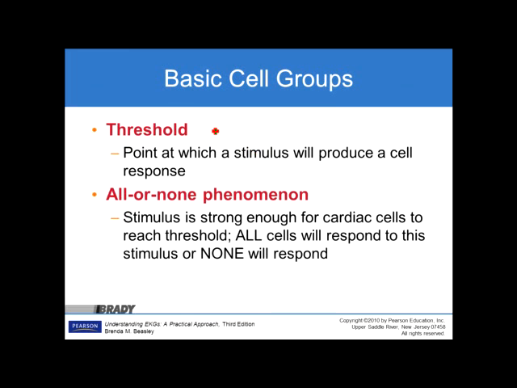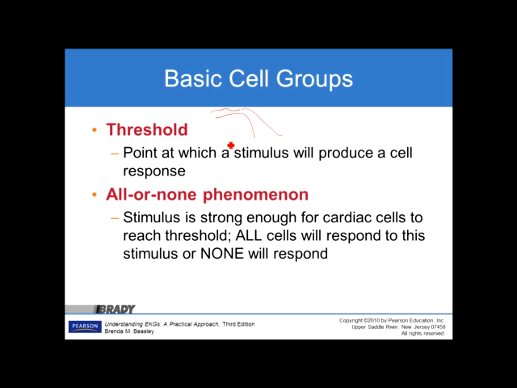Threshold. I like to think of threshold as the edge of the cliff, a point at which the stimulus will produce a cell's response. So whenever we generate enough electricity to occur and we're at the edge of the cliff, once we've achieved threshold, it's pretty much downhill from there.